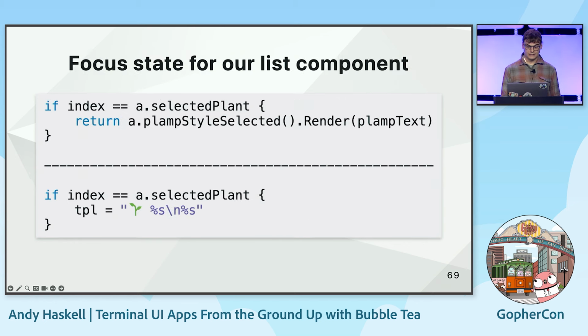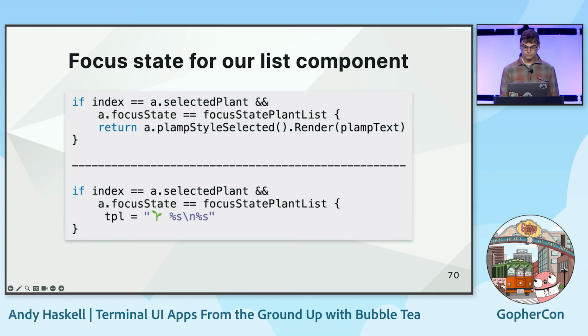Finally, in the view method, we need some logic to represent focus state on the list component, because currently in the list, we always display the plant emoji in a green box on the selected plant, which would get distracting if the focus is supposed to be on the text input. So we need to update the if statement by adding an extra clause, focus state equals focus state plant list, so that we only render the plant emoji in the green box when the focus state is on the plant list. So now our view handles focus state in our new input component.